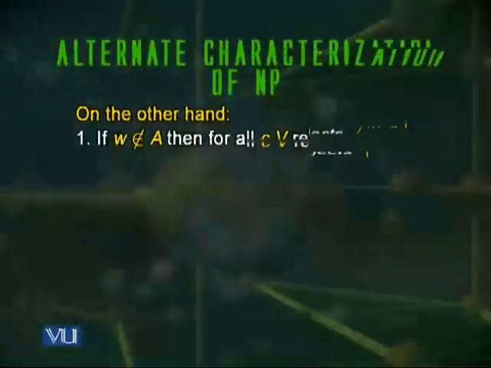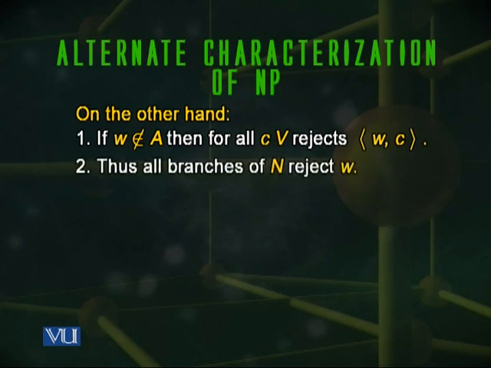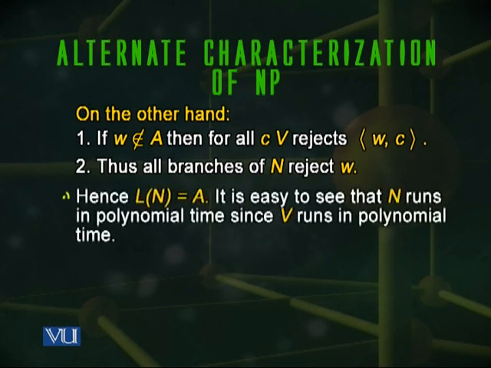Now let's see what happens if W is not in A. If W is not in A, then for all C, the verification algorithm will reject W, C. That's what it means to be a correct verification algorithm. If W is not in A, then all certificates are rejected. Thus, all branches of N will reject W. Hence, we have shown that the language of this non-deterministic Turing machine is exactly A. It is also easy to see that this non-deterministic algorithm runs in non-deterministic polynomial time.